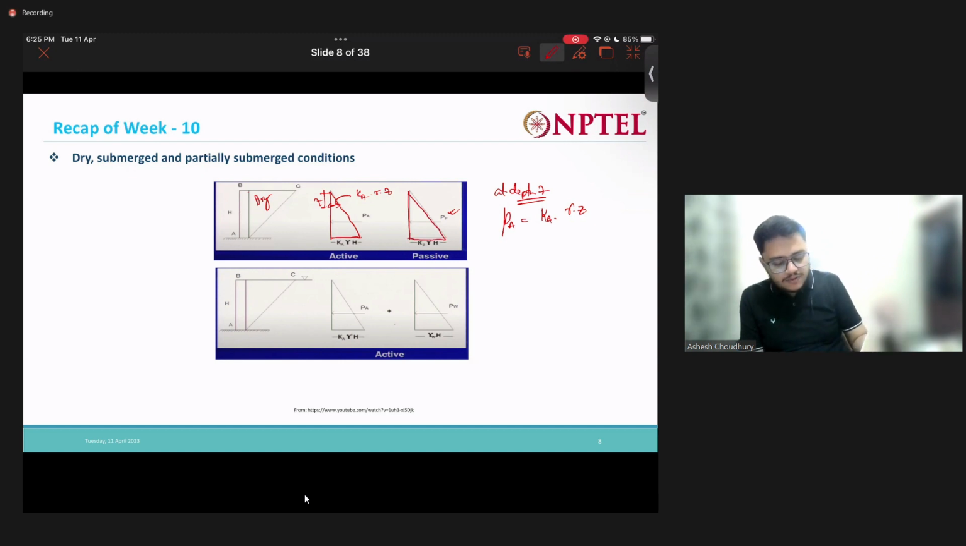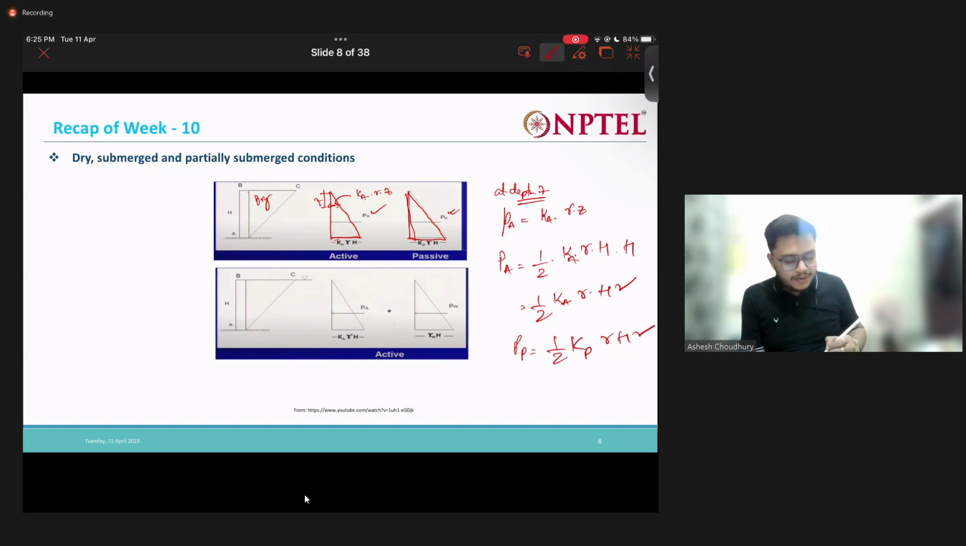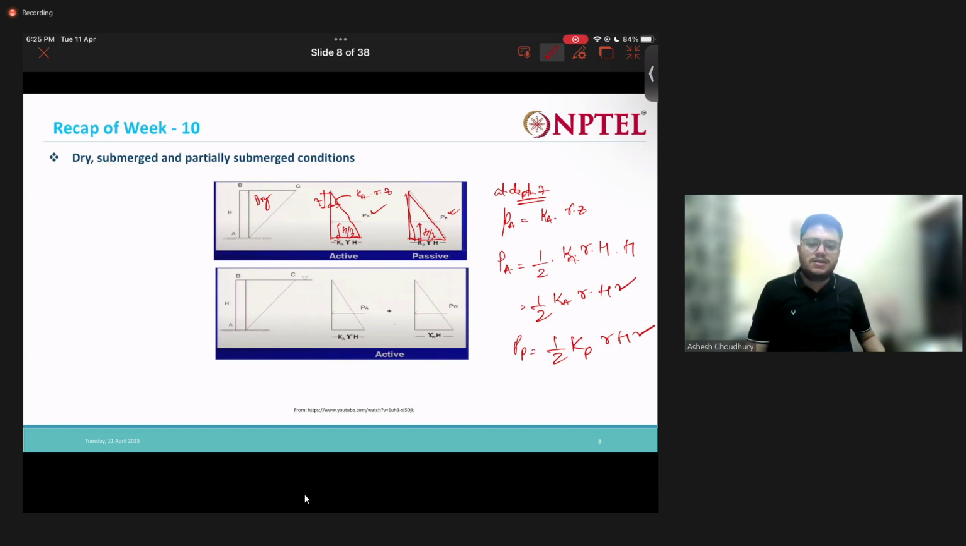So how to find the total PA? It will be nothing but the area of this triangle, or PP will be nothing but the area of this triangle. So half into K into gamma into H, half into base into the height, which is H. So half into K into gamma into H square. This will be the total PA, and PP will be similarly, K will be replaced by Kp. This will be acting at the height of H by 3, which is nothing but the location of the centroid of this triangle, H by 3 from the bottom.